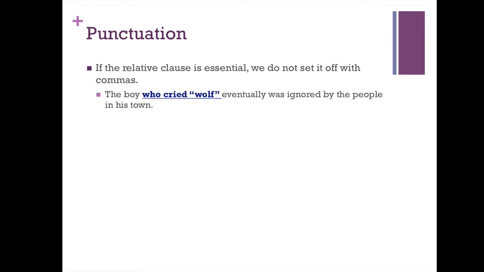So, the boy who cried wolf eventually was ignored by the people in his town. If I just said the boy eventually was ignored by the people in his town, you would not know which boy we are talking about. But with the relative clause who cried wolf there, oh, that boy, okay. That is an essential clause, so we have no commas surrounding it.